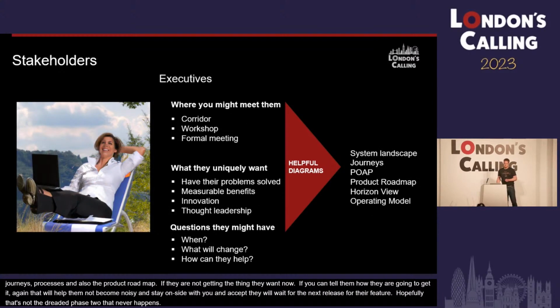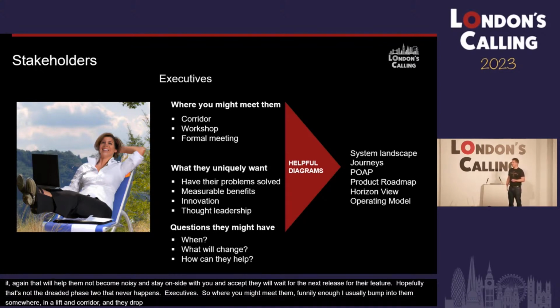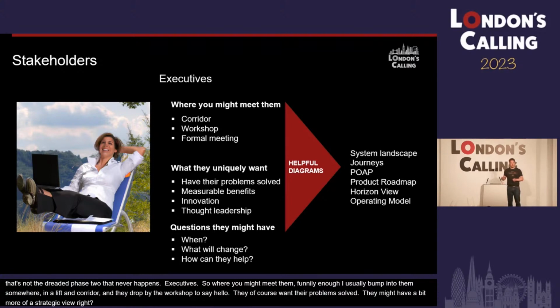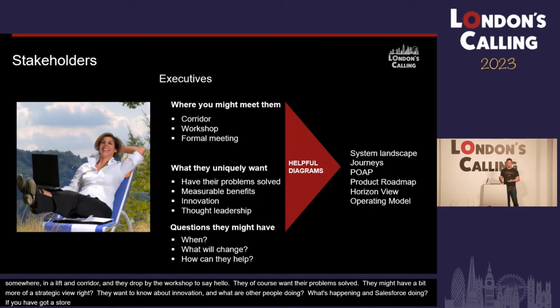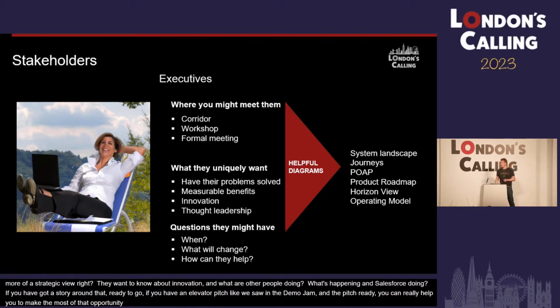Executives. So where you might meet them, funnily enough, I usually bump into them somewhere. So in a lift, in a corridor, or they drop by a workshop to say hello. They, of course, want their problem solved, but they also might have a bit more of a strategic view, right? So they want to know about innovation. They want to know about what are other people doing, what's happening, what's Salesforce doing. So if you've got a story around that ready to go, if you've got an elevator pitch, right, a little bit like we saw in the demo jam, if you've got an elevator pitch ready, it can really help you to make the most of that opportunity, because you're probably not going to get in front of them very often.